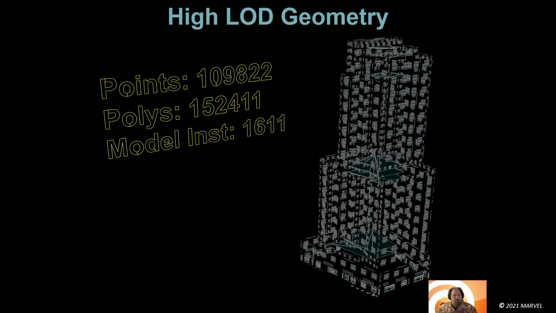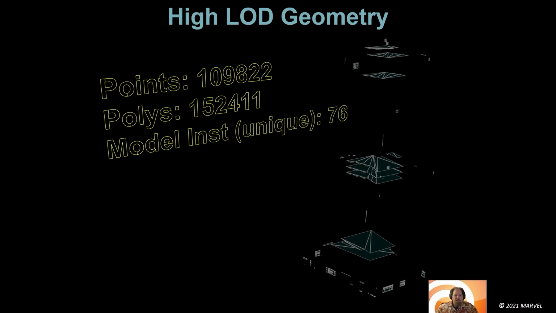This exploded view shows all the model instances that make up the building. Buildings are constructed from model kits containing predefined assets such as windows, walls, and doors. Since the prefabricated building assets are used over and over within a building, there are a small number of unique models used per building. In this case, only 76 unique model instances.